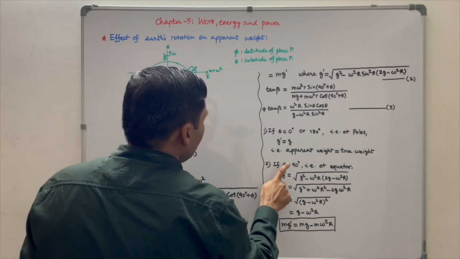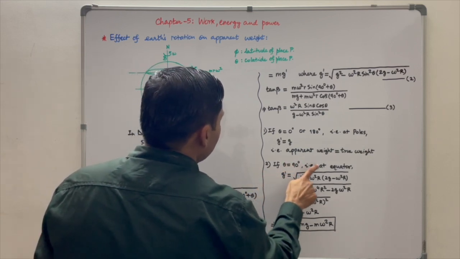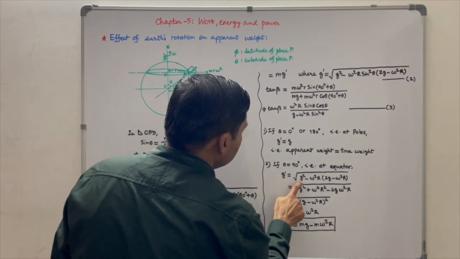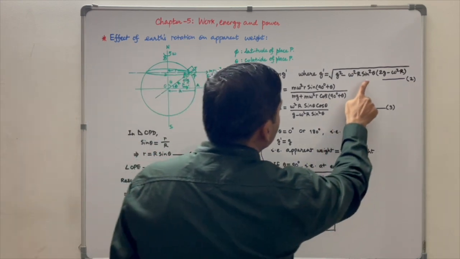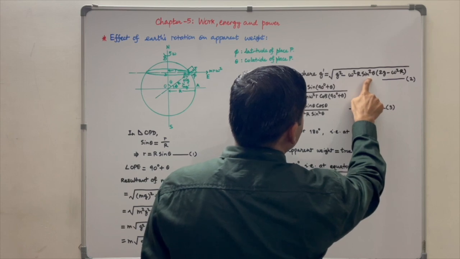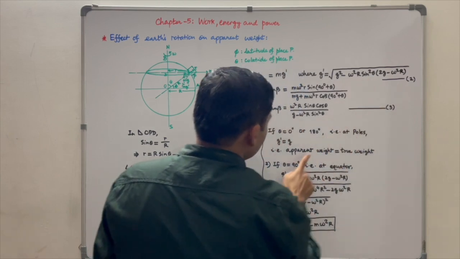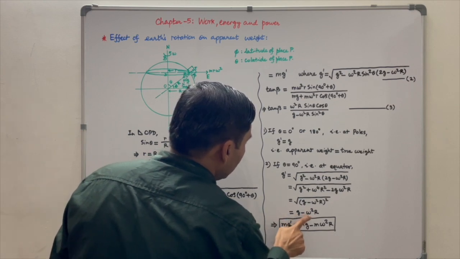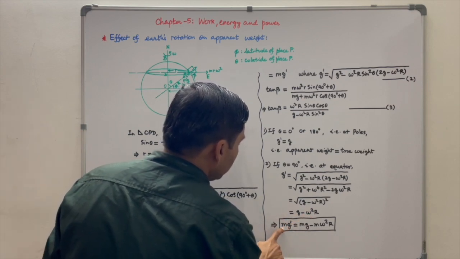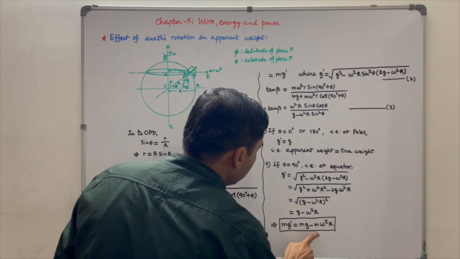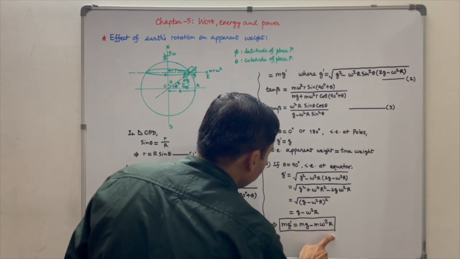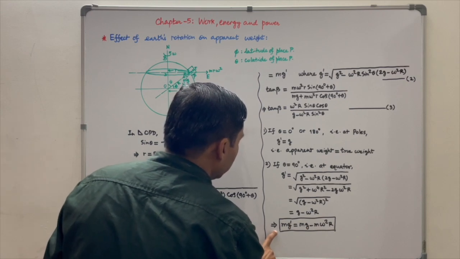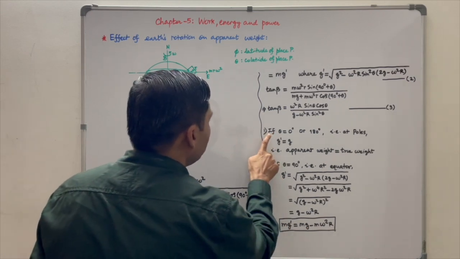When theta is equal to 90 degrees, that means at the equator, g dash is equal to under root g square minus, sine theta is equal to sine 90, that is 1. So g dash is equal to g minus omega square r. Apparent weight of the body mg dash is equal to mg minus m omega square r. So apparent weight of the body will be minimum at the equator and maximum at the poles.